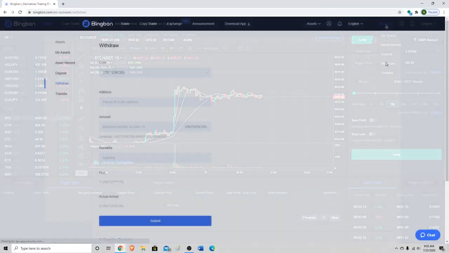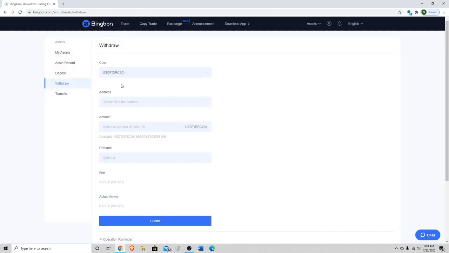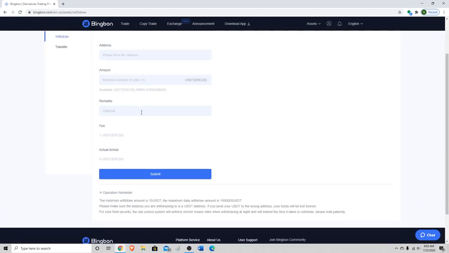You can withdraw pretty easily. I've never had any issues withdrawing. Okay. It usually only takes like 10 or 15 minutes to get approved.